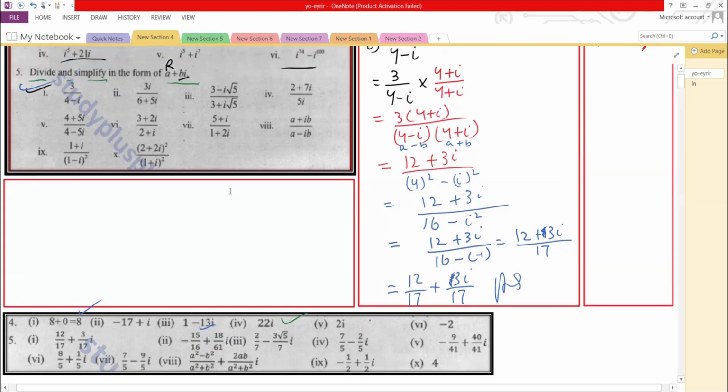Okay, so the remaining parts we have to do in the same way. Let me try to do another part so that it will clear the concept of this rationalization.